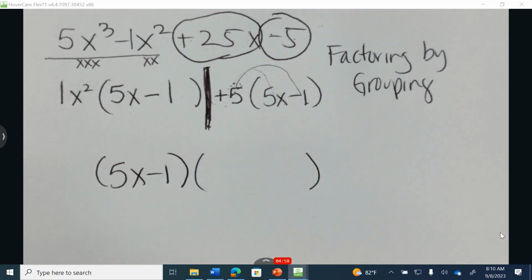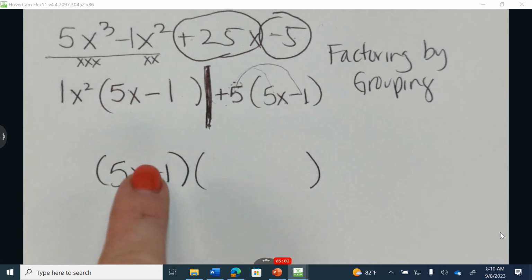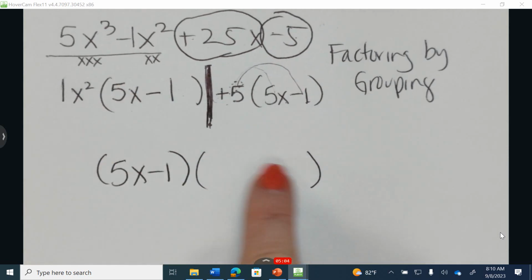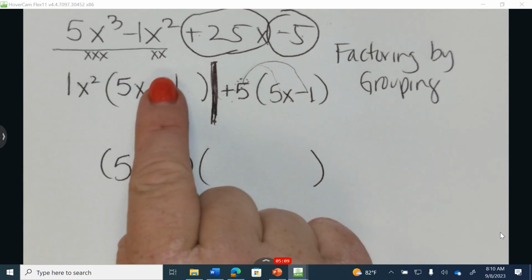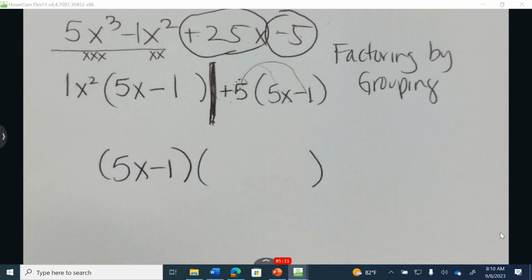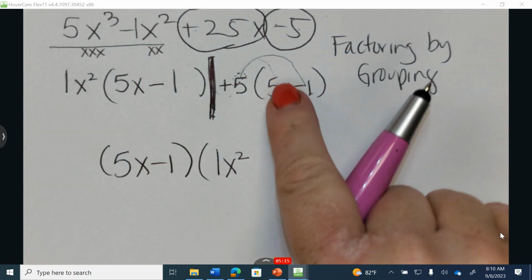The mistake I see students make is they're going to write this down twice. They're like, well, I see it twice. Write it down just one time. Now, what goes in back in order for us to rewrite this in an equivalent form? We ask ourselves, what's in front of the first parenthesis?